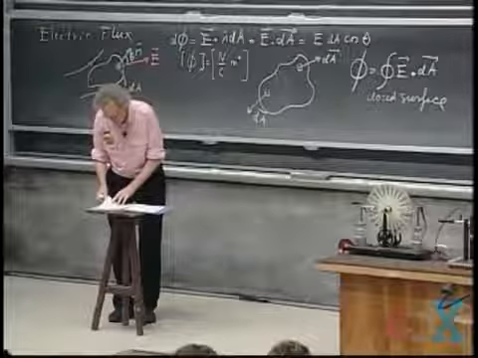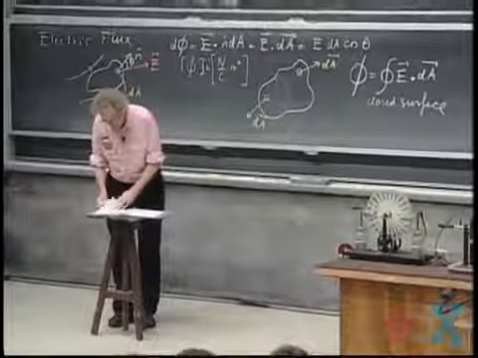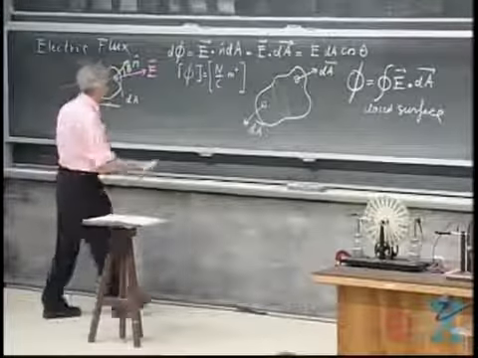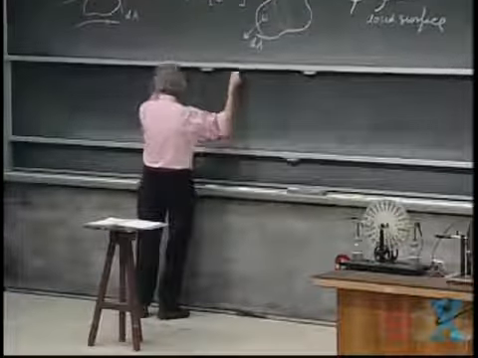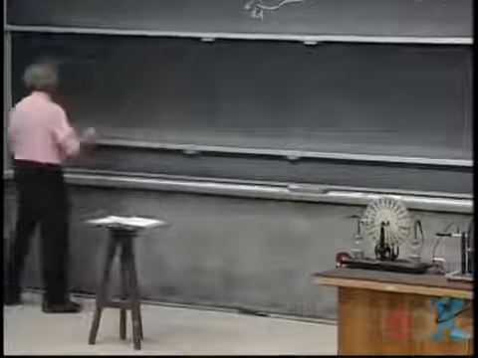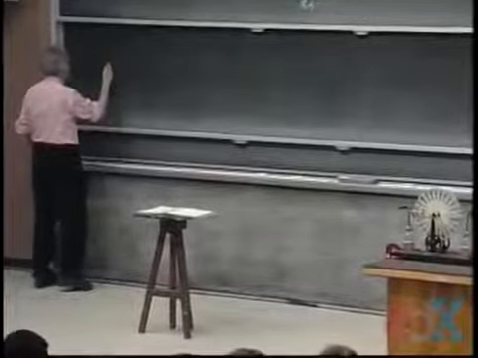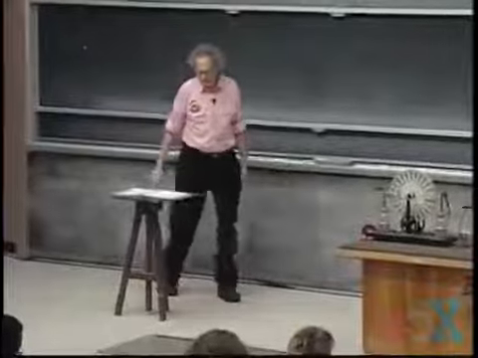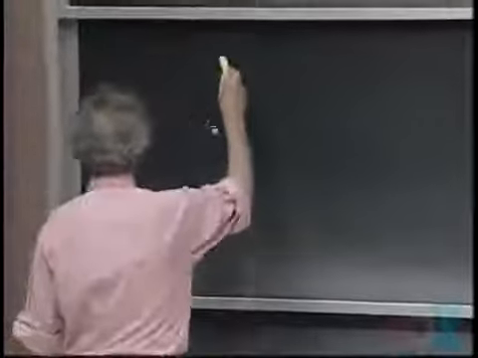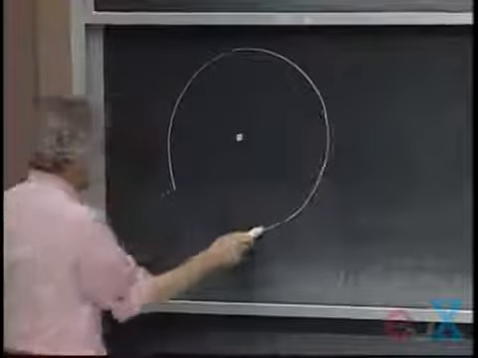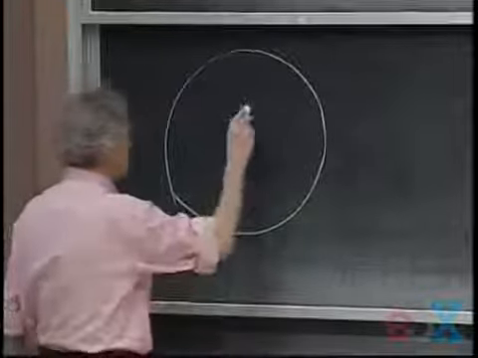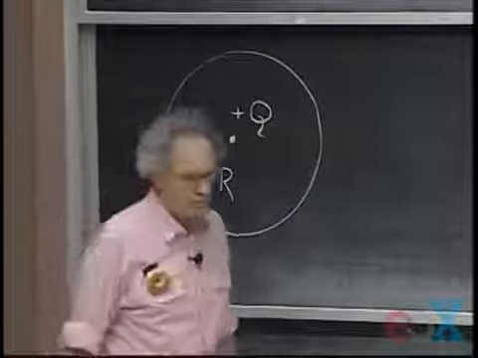So let's now calculate the flux for a very simple case where I have a point charge. I'm going to put a bag around this point charge, and the bag is a sphere. It is a sphere, and the sphere has radius capital R. And let this charge be plus Q, just for simplicity.